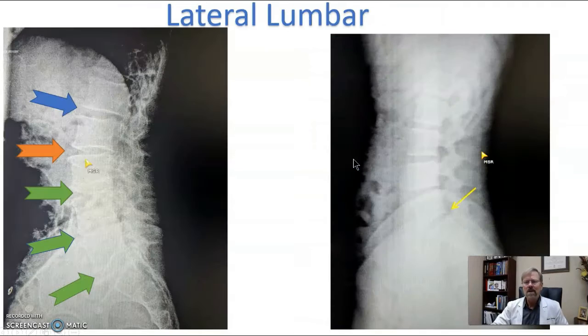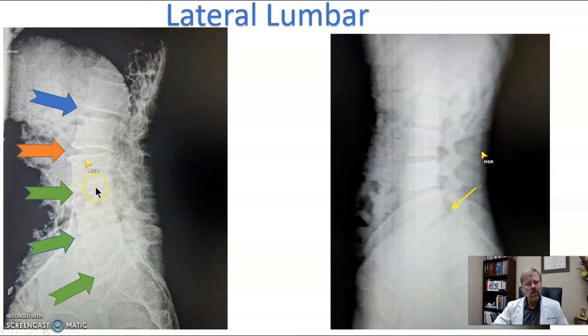Now from the side, this is a normal x-ray. Again, we're looking for good consistent space between the bones. This is the same person, but a lateral view on the x-ray that was crooked. So the blue arrow shows decent disc height. The orange arrow shows disc wear. So you can tell there's not as much space here as there is here. And actually the blue arrow, this person should have at least a third more disc.